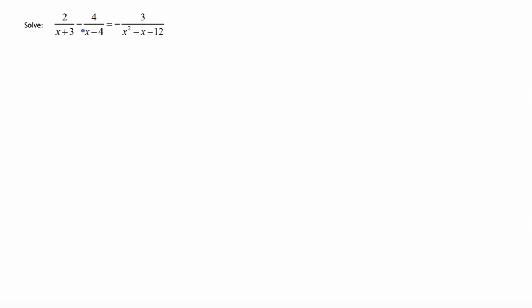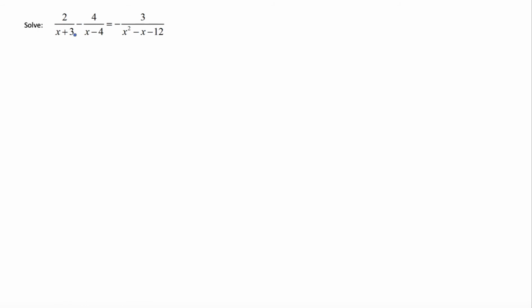Right, let's solve this rational equation. We have 2 over x plus 3 minus 4 over x minus 4 equals negative 3 over x squared minus x minus 12. Now when we're solving rational equations, we want to get rid of the denominators. We don't like to have denominators here. Remember, we want to solve for x.